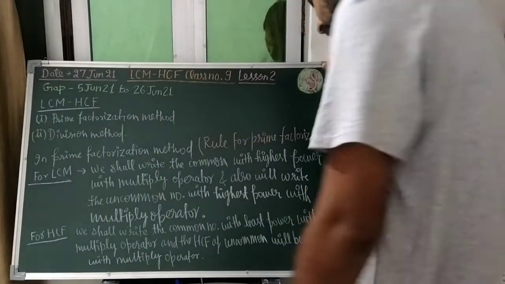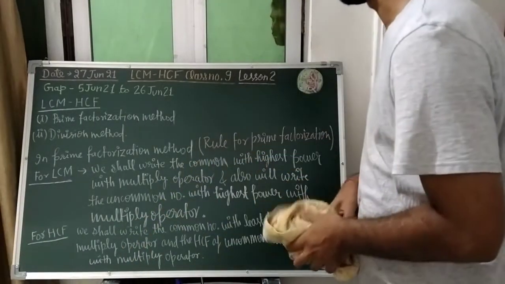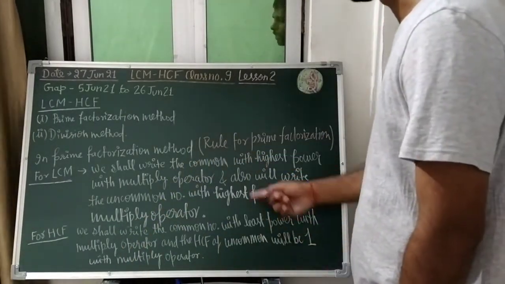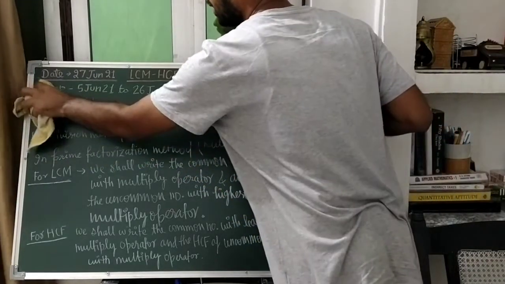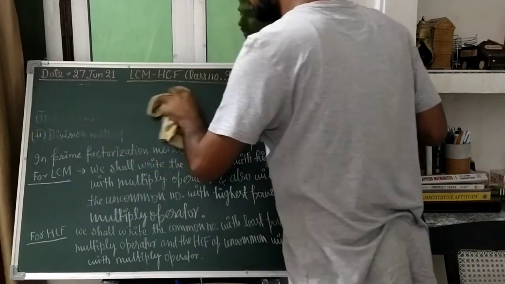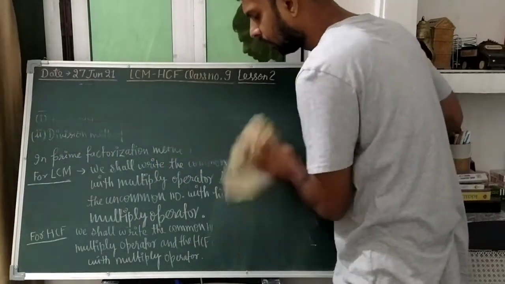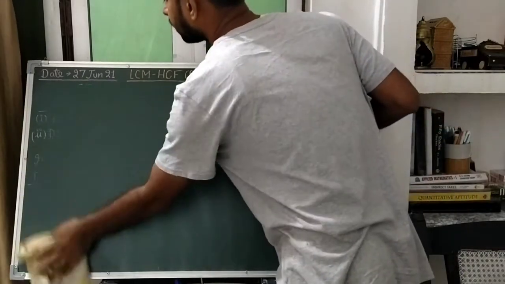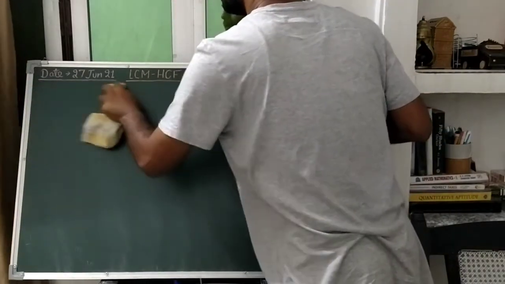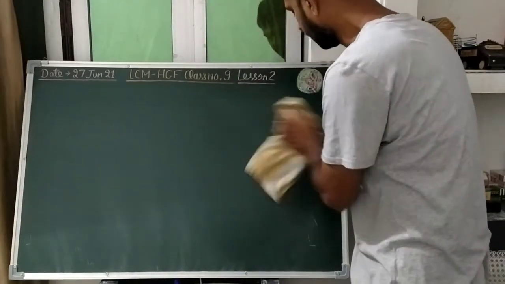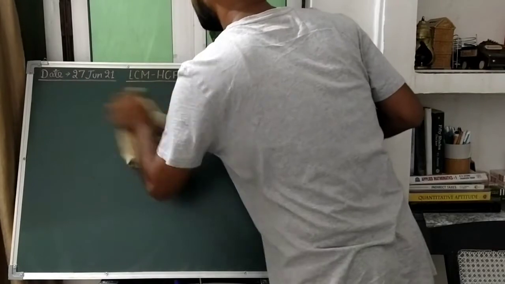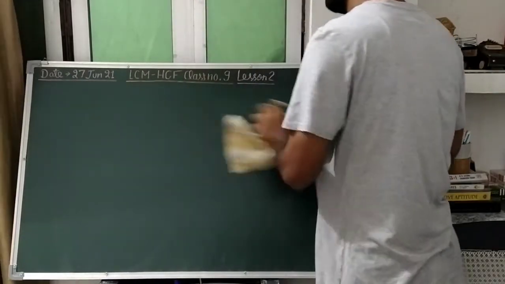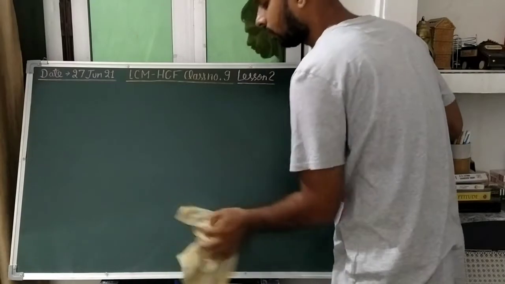So students, this rule we are going to follow in the case of LCM and SCF by prime factorization method, and next we shall move to the division method. In the previous class we selected one problem: find the LCM and SCF of 32 and 45.